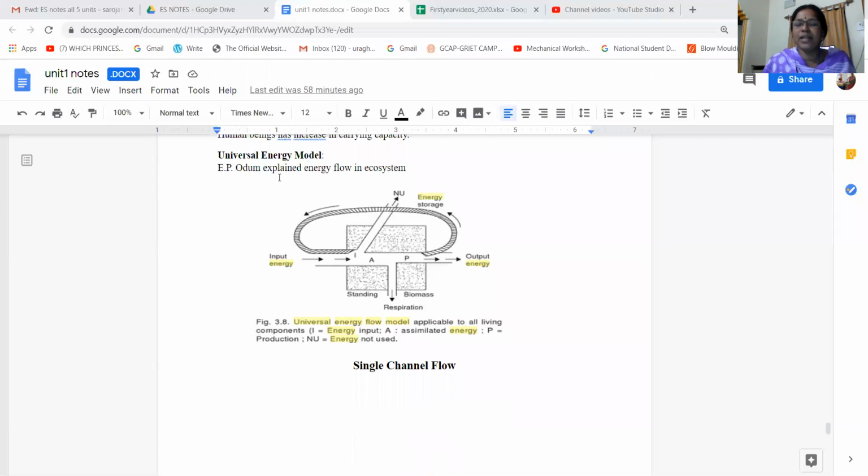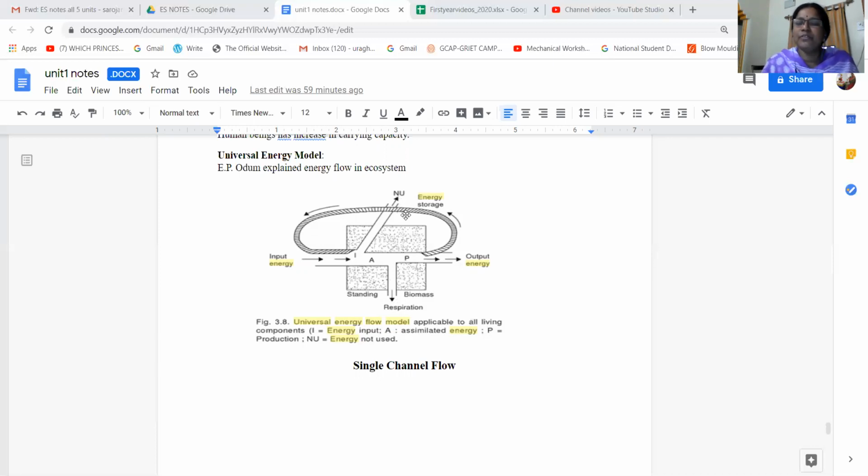Next, energy model diagrams. This is the universal energy model diagram, which was given by E.P. Odum, explaining energy flow in an ecosystem. So simply, this is the input, this is the output. In between these, many processes take place. Whenever this energy is taken by the plants, animals, and all these things, there is the respiration process and waste material in the form of biomass. So again, this stores energy. Some of it is called NU, which is nothing but not utilized.